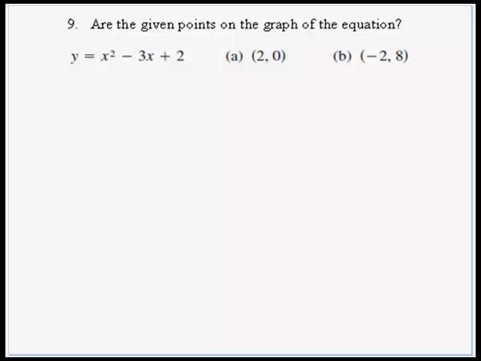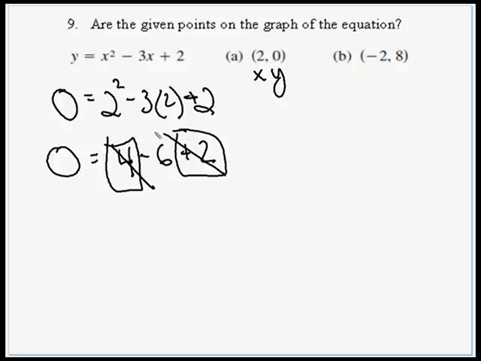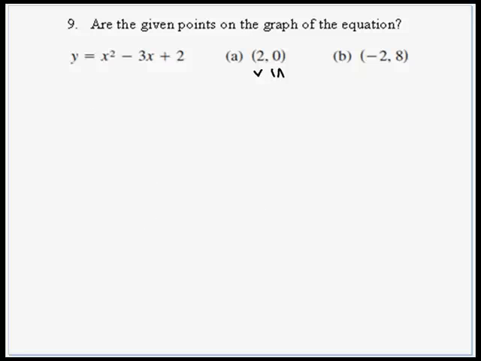Number 9, are these points on the graph? Remember, plug and chug. Put them in and see if they work. There's x, there's y. So does 0 equal 2 squared minus 3 times 2 plus 2? So 0, does it equal 2 squared is 4 minus 6 plus 2? Well, 4 and 2 add up to 6, and negative 6 cancels them out. So 0 does equal 0. Check. Letter B.